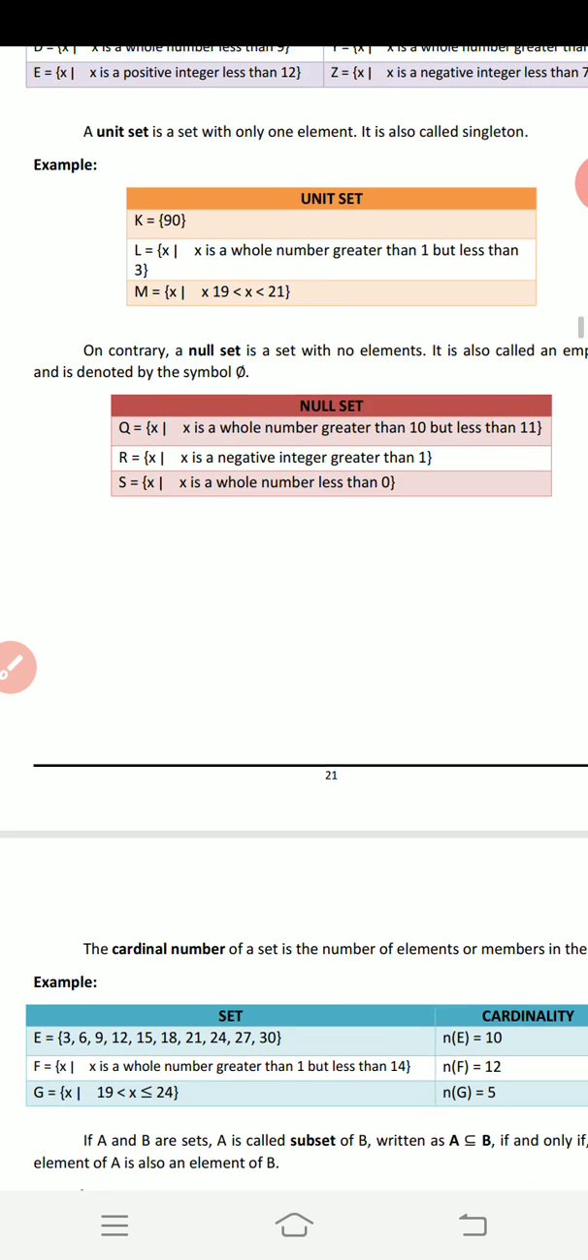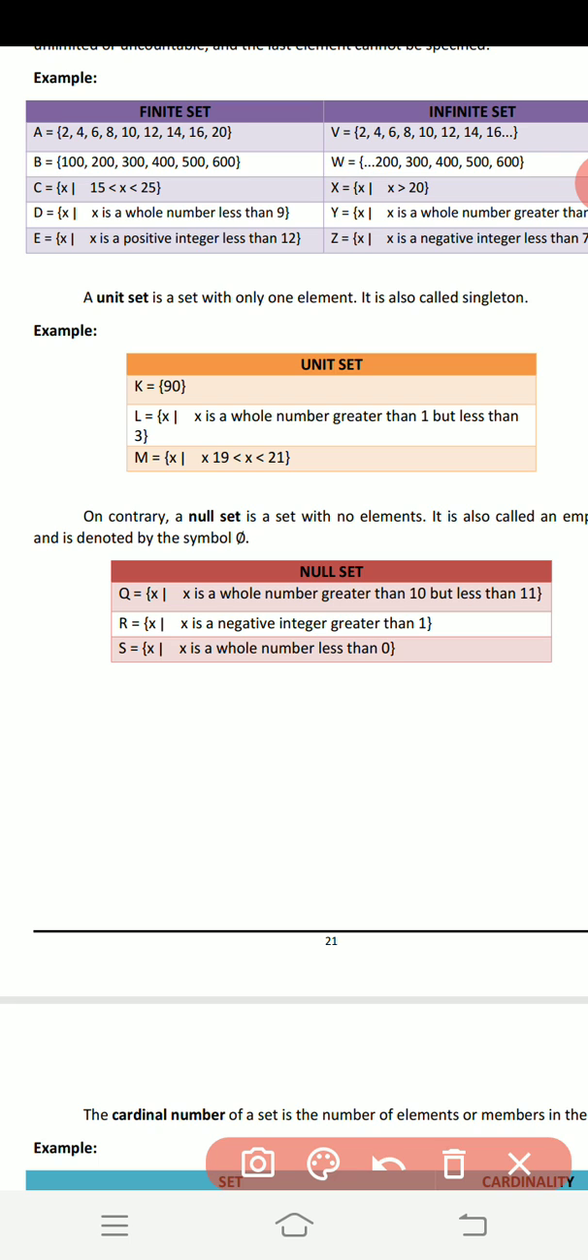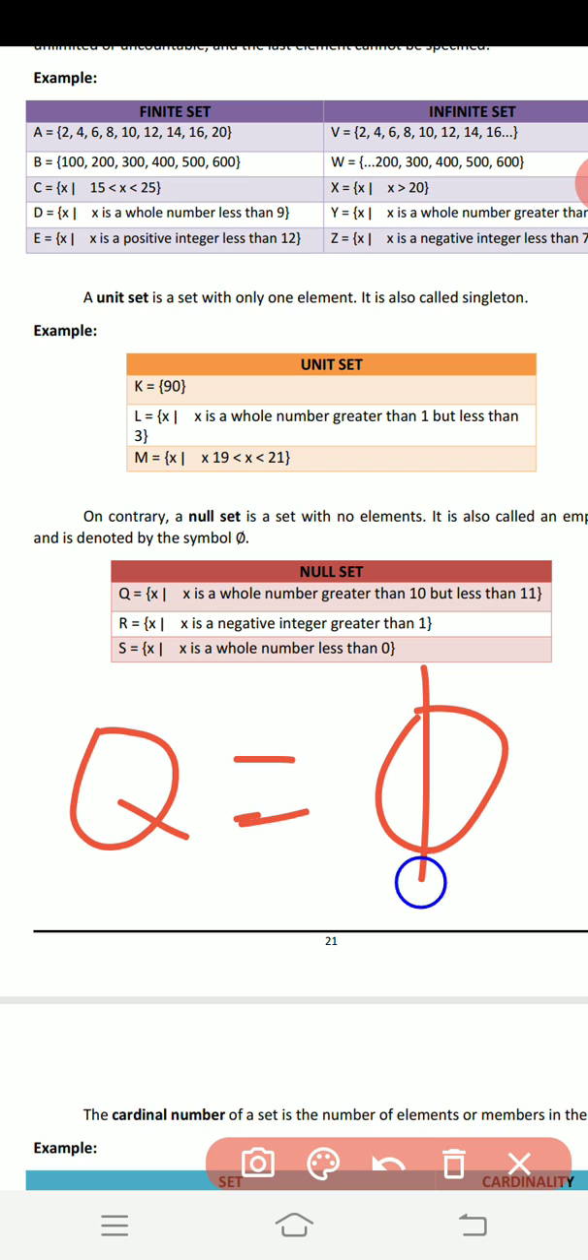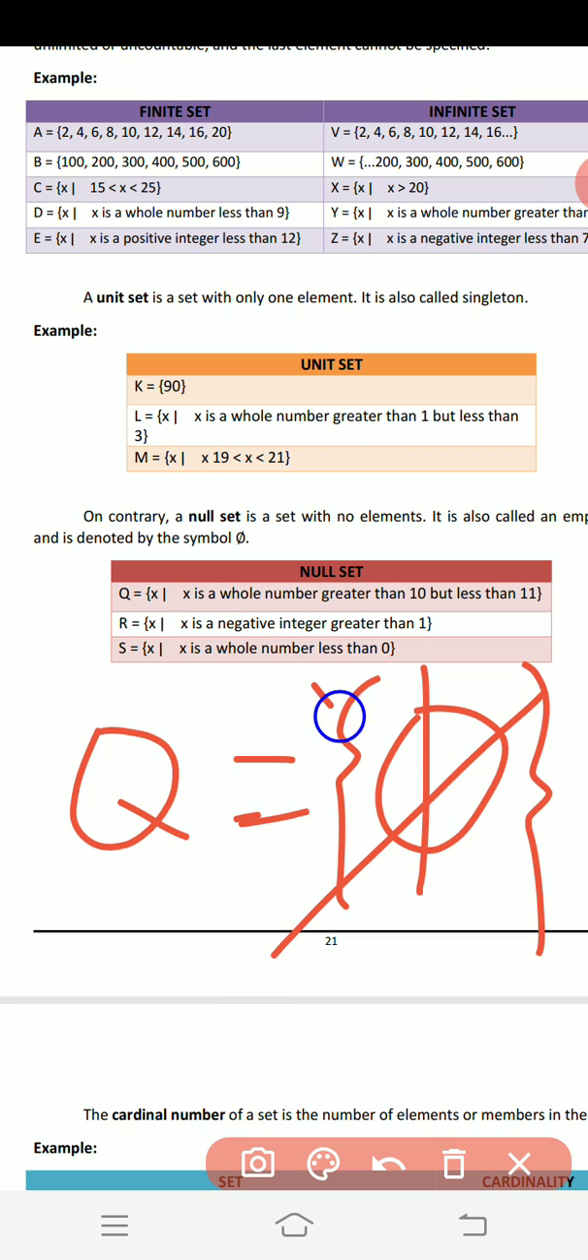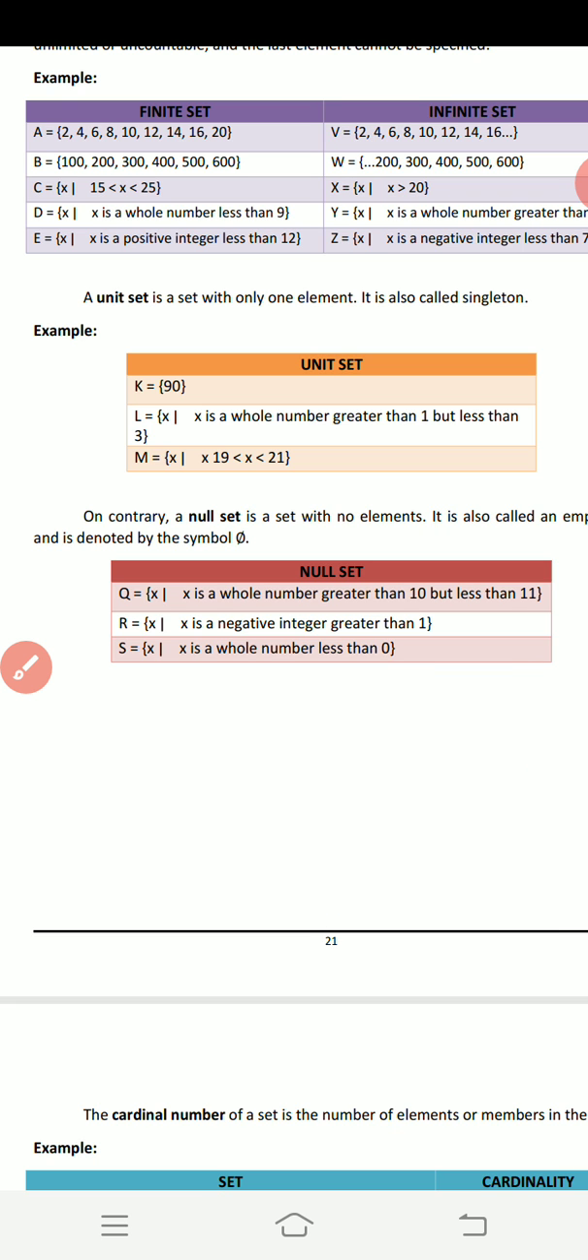So in other terms or in other notation, we have here Q is ganyan. We don't write it like that. Hindi siya tamang pagsulat. That is not the right way of denoting set Q with no elements. So we have here Q.